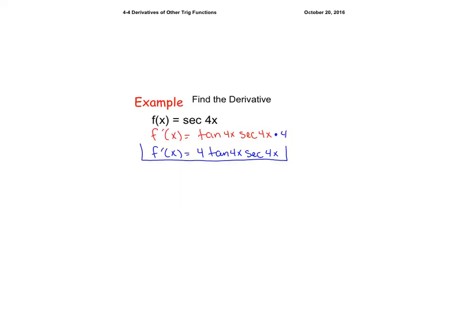Alrighty, secant 4x to do the derivative. It's pretty much a chain rule, so you follow it the way you usually do. So it would be tangent 4x, secant 4x times 4, or just this way. Let's move on.